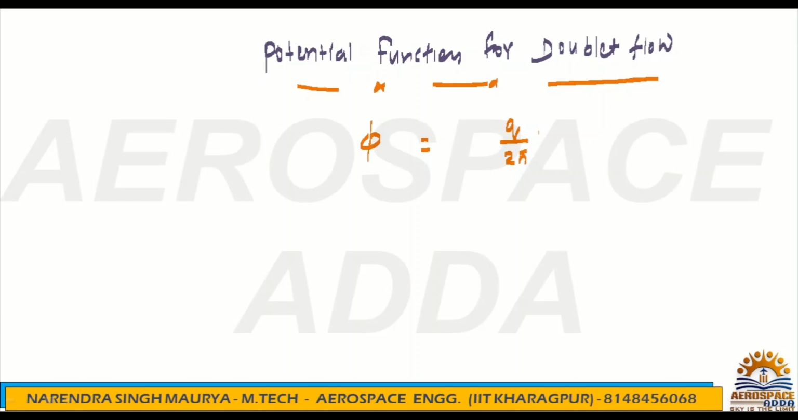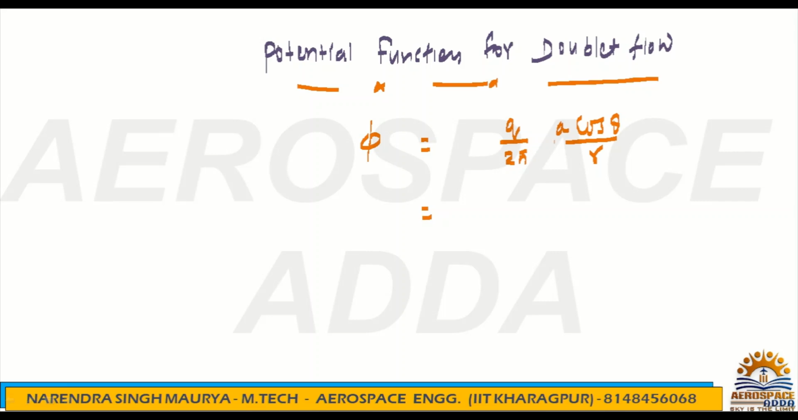It was, if you remember, q upon 2 pi, 2a sine theta by r for the stream function. But for the potential function, it will be just opposite. The derivation is not important at all, and we cannot waste our time. So for the potential function, directly you need to remember q upon 2 pi will be the same as for the stream function. Only for the potential function the cos component will come, a cos theta by r.